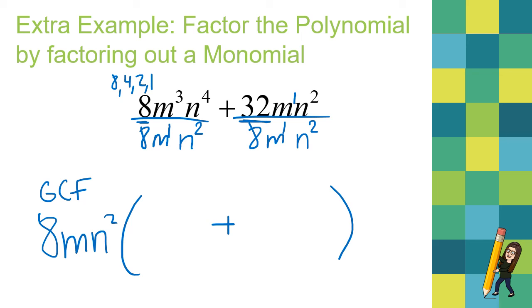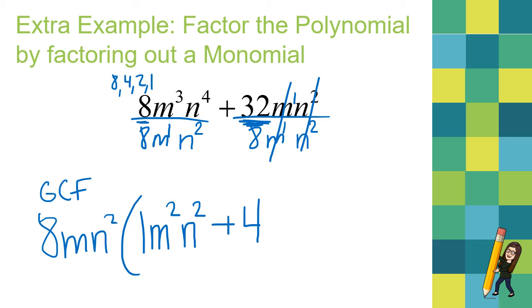Everything's positive, so I'm just going to fill in that plus sign right away. 8 divided by 8 is 1. M cubed divided by m to the 1st is m squared. N to the 4th divided by n squared. 32 divided by 8, 4. M divided by m cancels, or becomes 1, technically, and n squared divided by n squared is also 1. So in this case, I actually only have a term of 4 left over on the end. See how that parenthesis is really broken down, what's left over? Okay, that's our goal. We're trying to make the polynomial smaller.